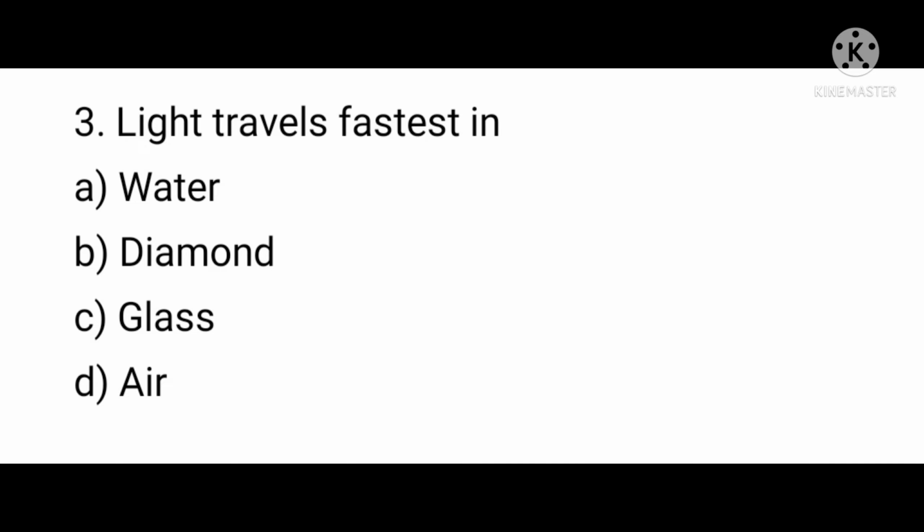Question number 3. Light travels fastest in option A, water. B, diamond. C, glass. D, air. Answer is option D, air.